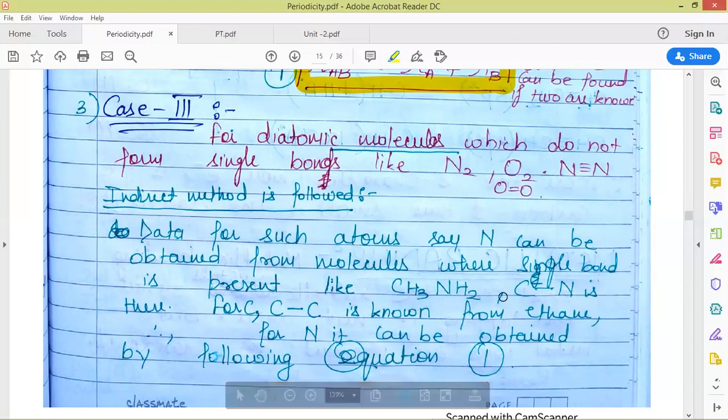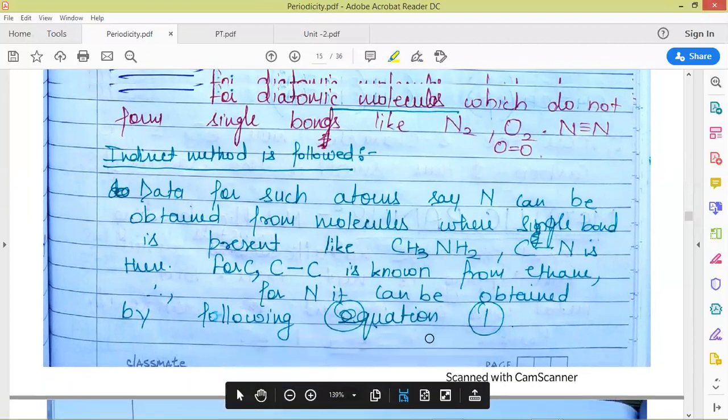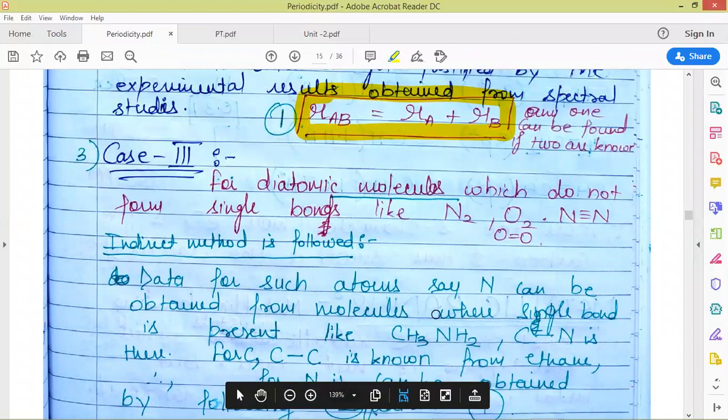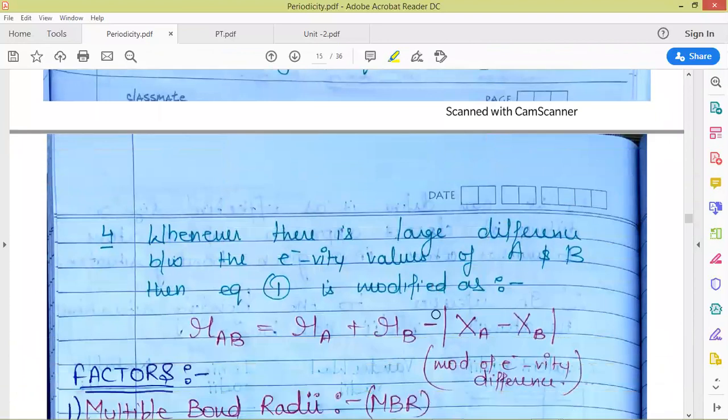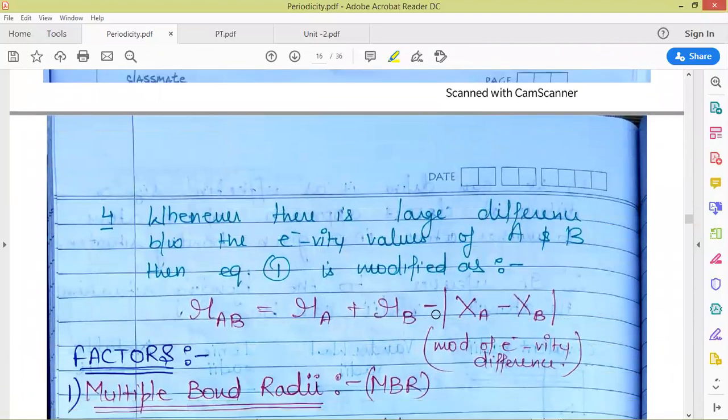This is methylamine. Here a C single bond N is present, and we know C single bond C is also known, as in the case of ethane. So first of all, we'll calculate the C single bond C radius from ethane, and then we'll apply it. We'll measure the bond length of C-N from this molecule, and from there we'll calculate the covalent radius of nitrogen using this equation. So this is an indirect method by which we can obtain covalent radii for those atoms which do not form single bonds with themselves.